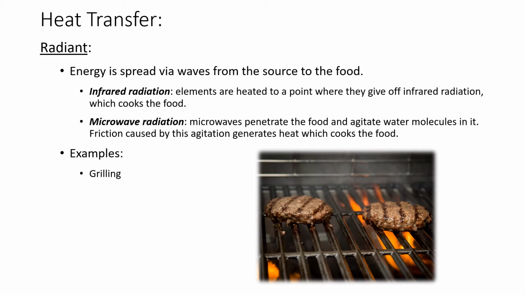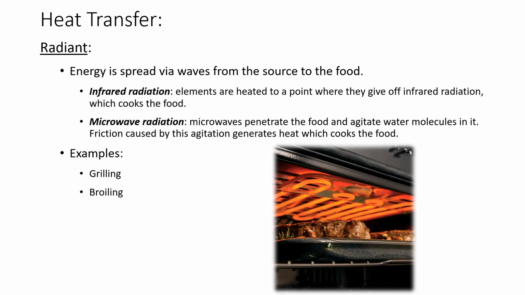So grilling is the radiant heat coming up from below the product. Broiling is we have radiant heat coming from on top of the product, coming down onto the product. And that's the distinction between grilling and broiling. And we'll talk about those next week when we talk about methods of cooking.